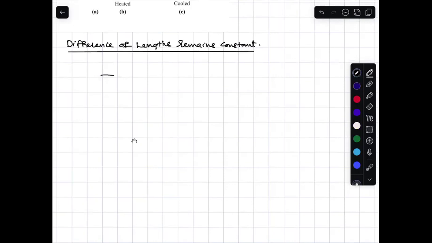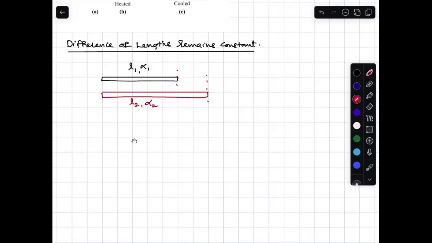Now you have a rod whose length is L1 made of material alpha 1. You have another rod made of material alpha 2, length L2. You want the difference between these two to remain constant at all temperatures due to some reasons. Reasons I'll describe later.